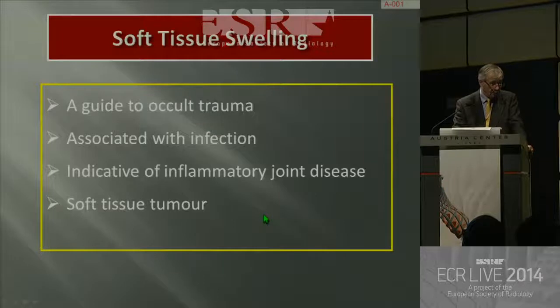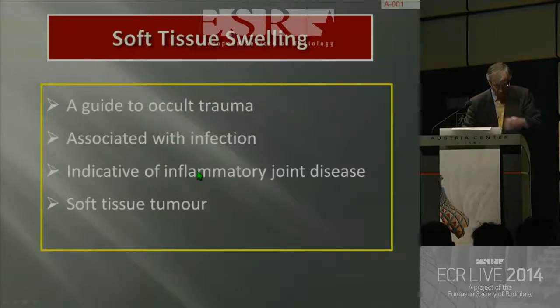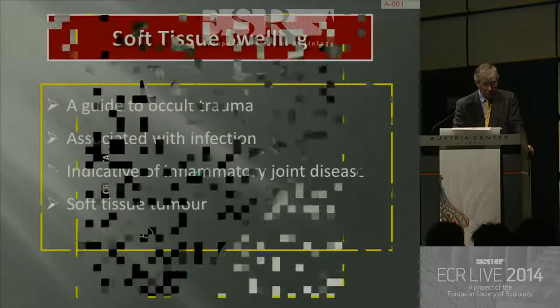So we want to now think about soft tissue swelling. The soft tissues can be a guide to occult trauma, and remember that, always look at the soft tissues. I've mentioned it in Lisfranc fractures. I'll show another example. It is associated with infection and particularly associated with inflammatory joint disease. And finally, there are soft tissue tumors, which you must always remember.